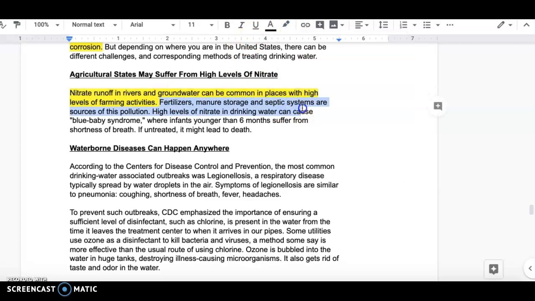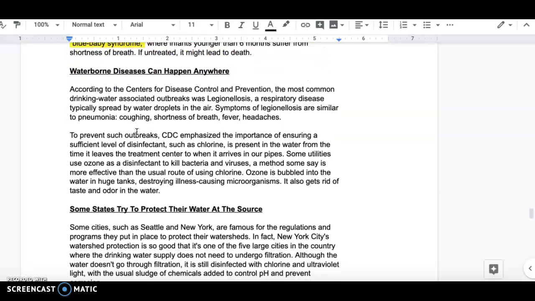Fertilizers, manure storage, and septic systems are all sources of pollution. Highlight that. High levels of nitrate in drinking water can cause blue baby syndrome. Highlight that, blue baby syndrome, where infants younger than 6 months suffer from shortness of breath. If untreated, it might lead to death.